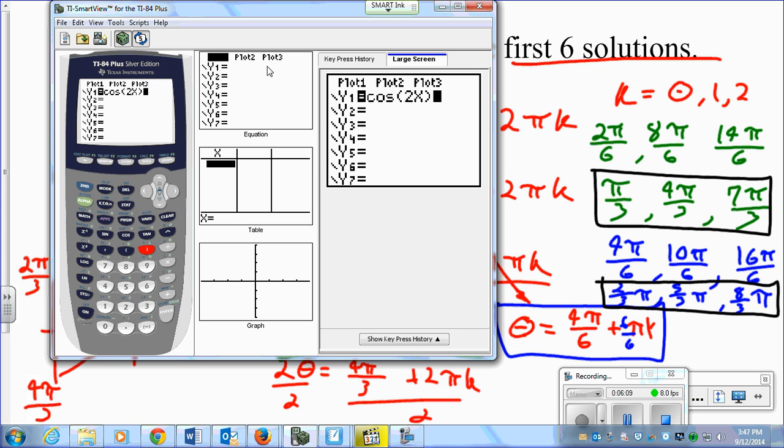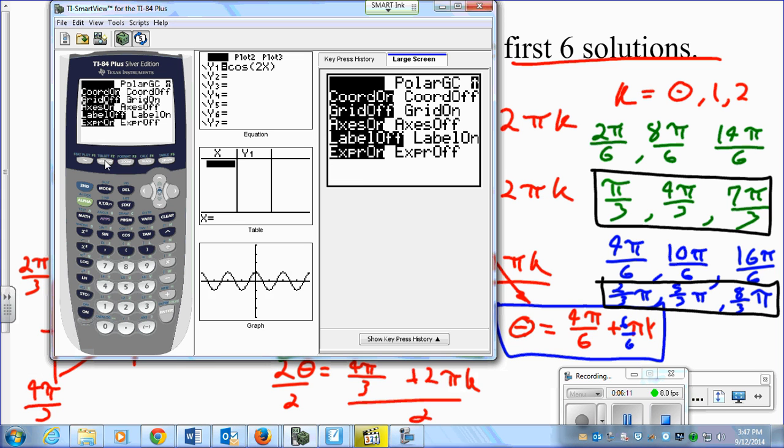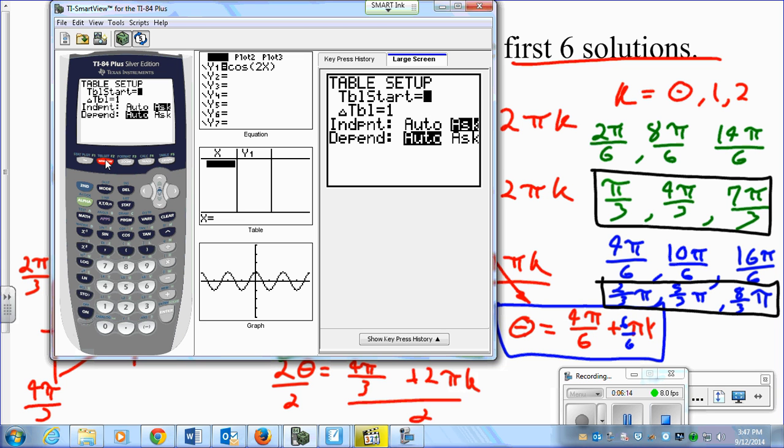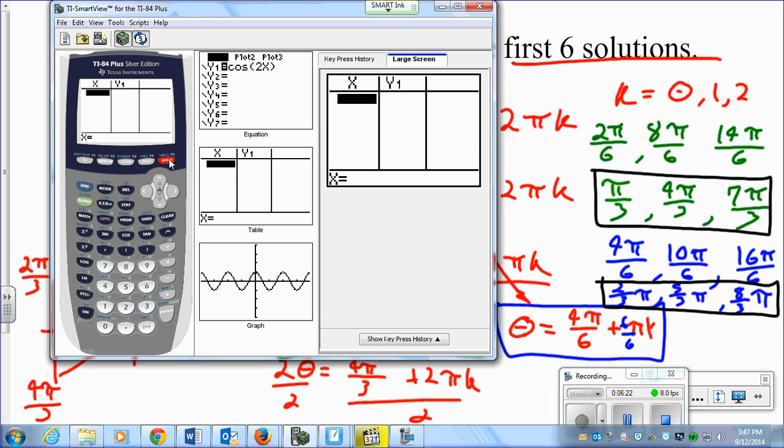So now if I do second table set here, I want to make sure my independent variables are on ask and my dependent variables are on auto. Now if I go to second table, I can type in those values. When I type in pi over 3, I get -1/2. For pi over 3, -1/2, and 7 pi over 3, I get -1/2. So I can check my answers that way, which really gives me a vote of confidence when working through these problems.